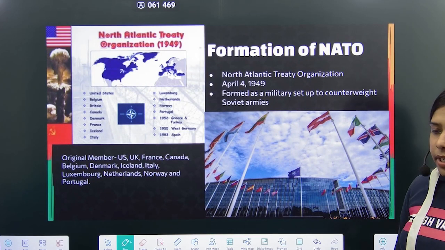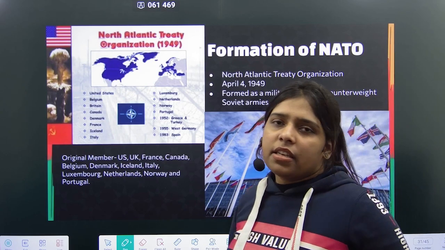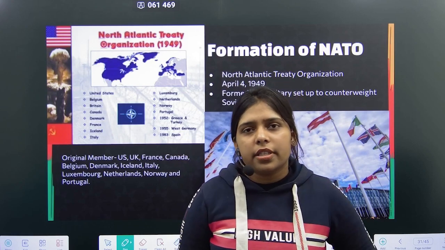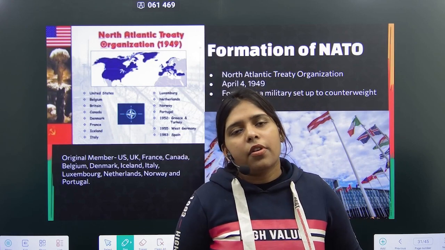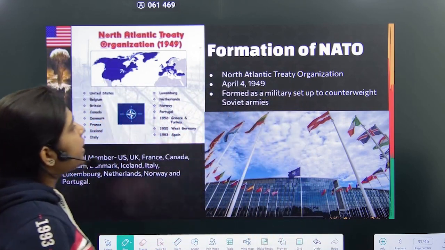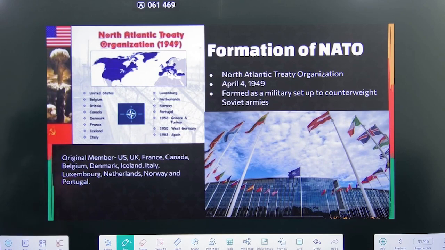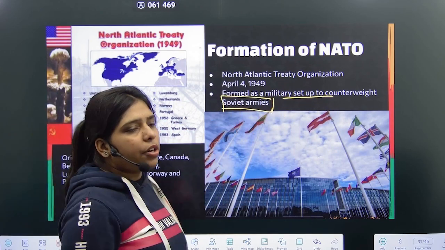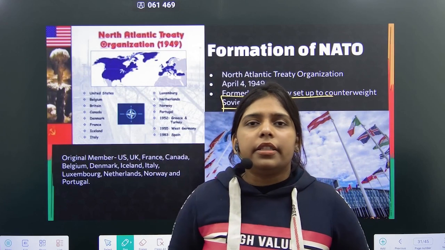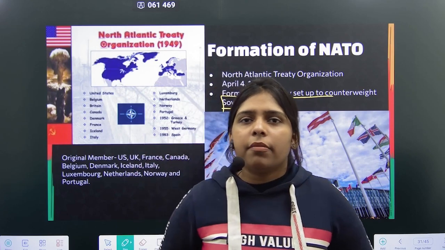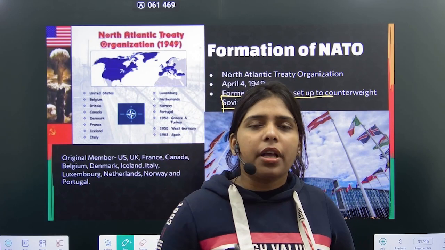After the Berlin blockade, now came the time that the Western powers had to ally, had to unify against what USSR was doing. And that is what led to the formation of North Atlantic Treaty Organization, or NATO, in the year 1949. NATO was formed as a military setup to counterweight Soviet armies. Now, what do we mean by a military setup? Try to understand. NATO, till date, works as a military setup. You attack one NATO member and all NATO members are going to come and support them.